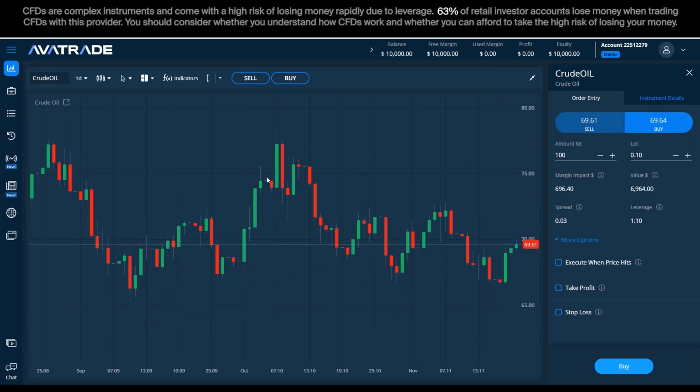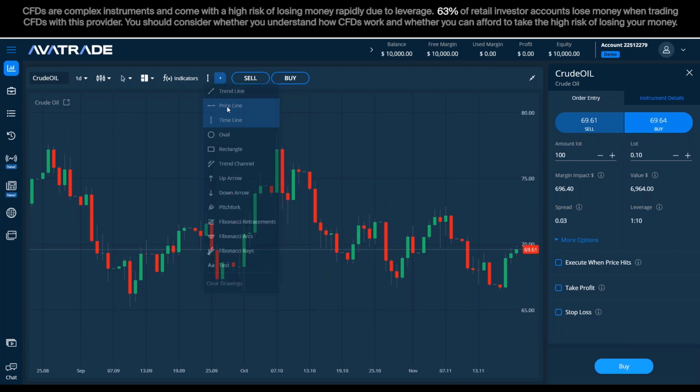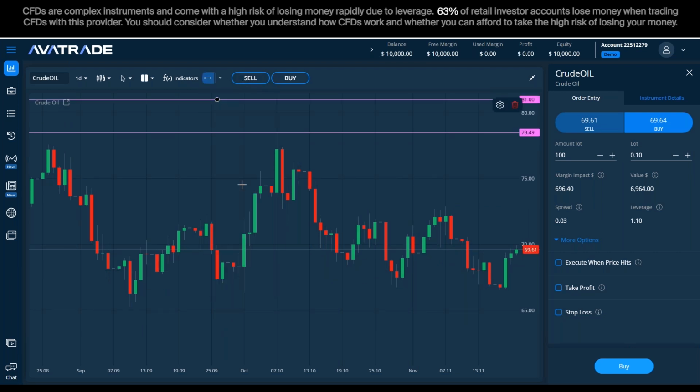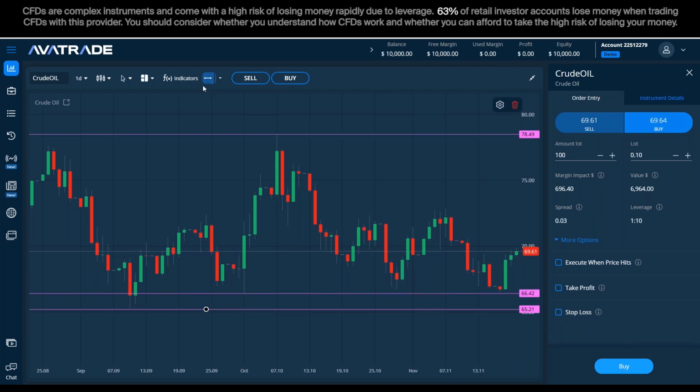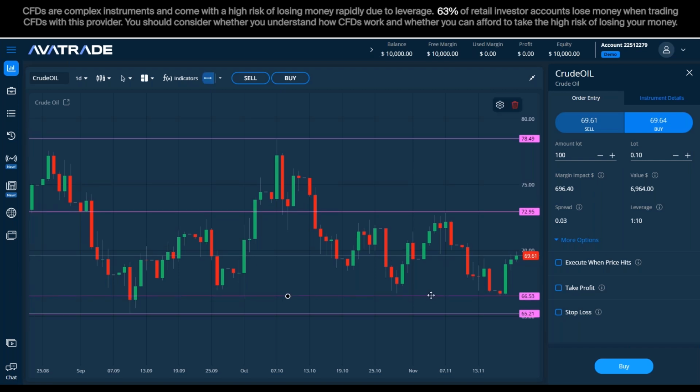All right, let's customize it even a bit more. And now I can comfortably place the resistance that I wanted to. And I can place the support down there. And I can place another one here. And I think that's enough.